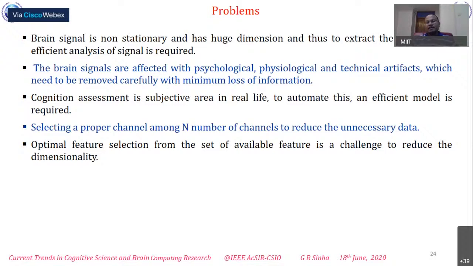Brain signals are affected, as I told you, by different psychological, physiological, and technical artifacts. Psychology, physiology, movements and other things, and technical artifacts. If there is some problem in your sensor, your cable, or your signal acquisition system, that would introduce some artifact. That's an area of research.